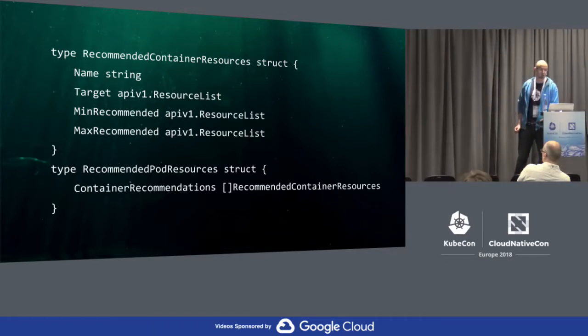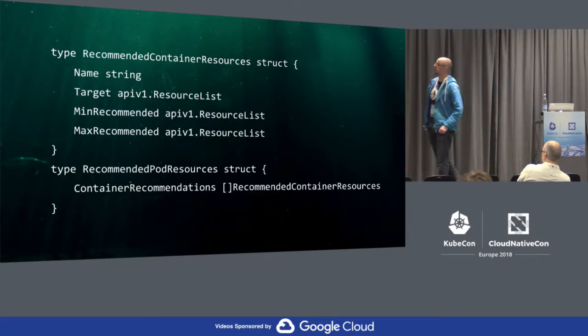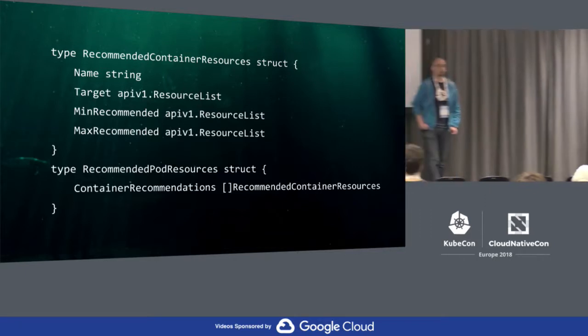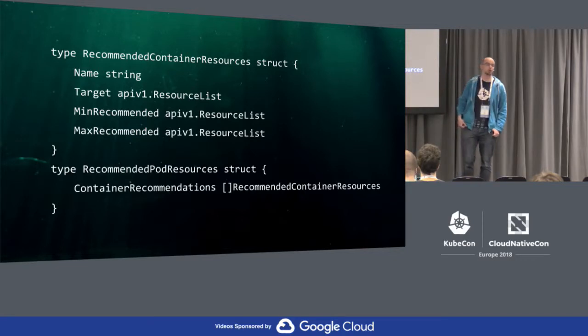The recommendation structure obviously contains the container name. However, the three remaining elements are a little bit more interesting. The first one is the target. This is the set of resources that Vertical Pod Autoscaler will set on your pods. The remaining two are used to determine whether pods that don't necessarily have the exact target resources set are okay or not. If the pods are beyond this min and max range, they are subject to an update.